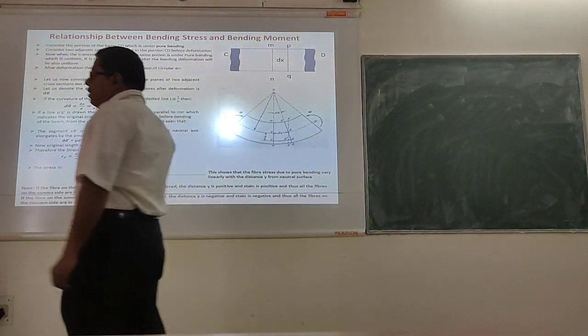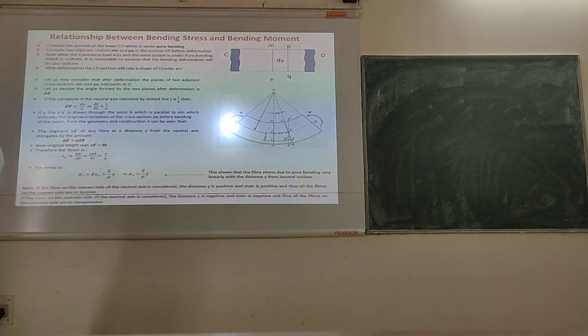So what is pure bending? Again I repeat, pure bending means there is no existence of shear and the bending moment remains constant. That is what pure bending is. So when the bending moment remains constant, then there cannot be shear.